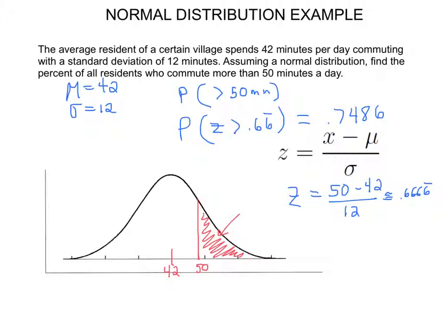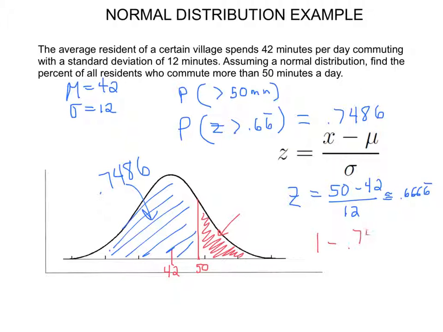What this means is that this entire area here up until the 50 is 0.7486, or roughly 75%. So the question is how do we find the area that we are looking for? Well, it's very simple. If you want to find the area to the right of the 50, all we need to do is subtract 1 minus 0.7486, which is going to be approximately 0.25, and so the answer to our question is 25%.